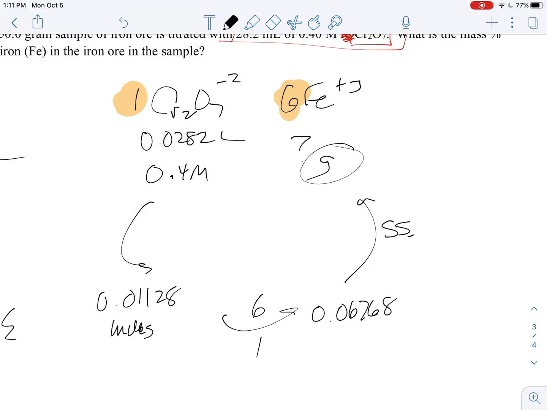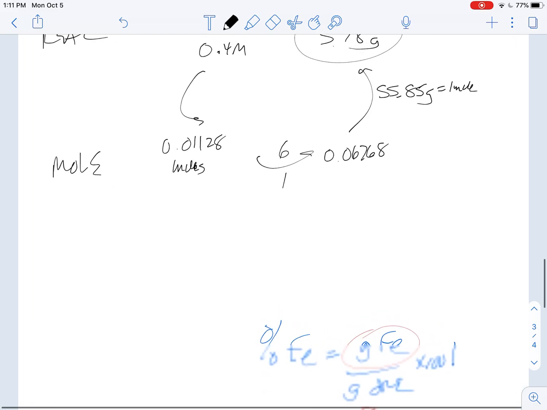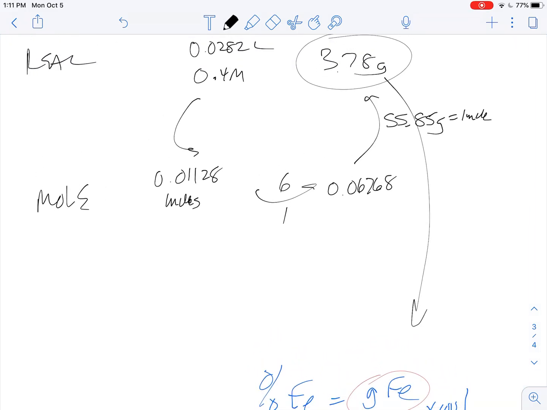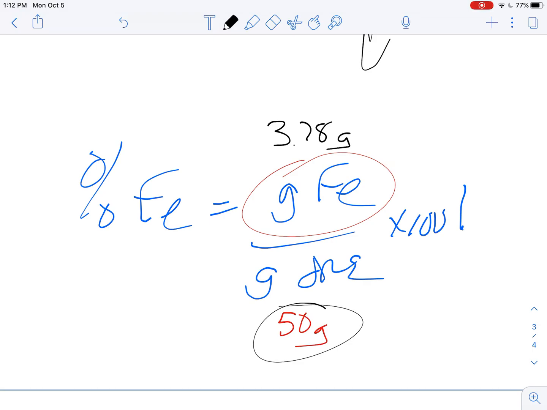You look up iron on the periodic table, it's 55.85 grams a mole. So 55.85 at 0.06768 gets me about 3.78 grams. So this is 3.78 grams of actual iron that is in the ore. So apparently, of the 50 grams that was in the ore that we dug up, only 3.78 grams of it is actually iron.